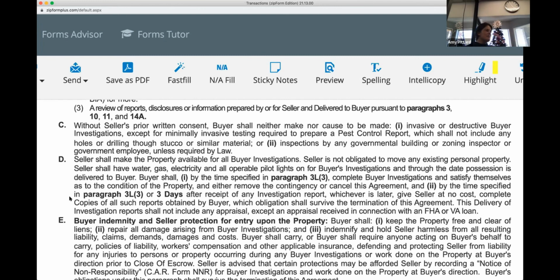I like how they rewrote this paragraph. You are required within 3 days of receiving those inspection reports to provide a copy to the seller. The inspection reports do not include the appraisal unless it's a FHA or VA appraisal, at which point the seller has a legal right to have a copy of that appraisal. Not conventional.